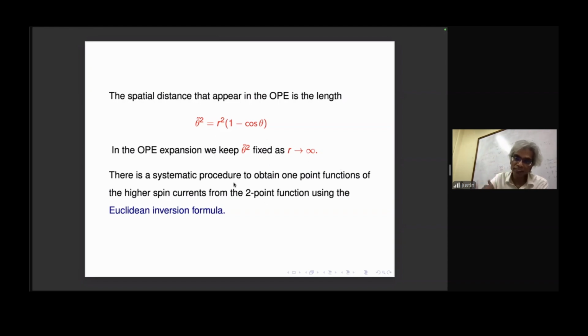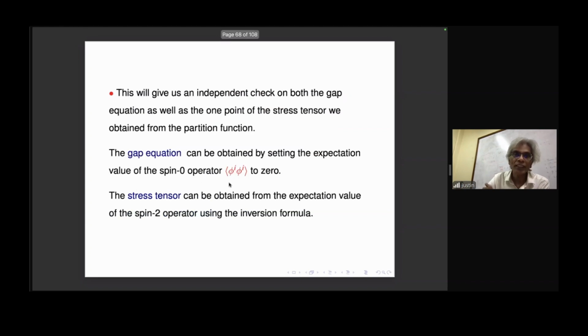And then we can apply the Euclidean inversion formula. By doing this, as I said, we'll get an independent check of the stress tensor obtained from the partition function, as well as the gap equation. The stress tensor is spin 2. Out of the spin L's, it's spin 2, and the gap equation comes from spin 0.